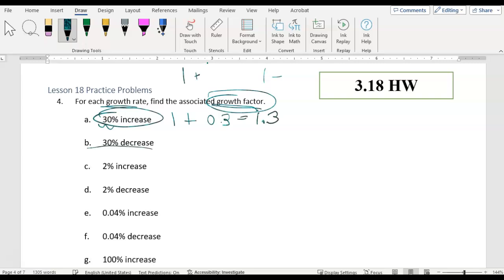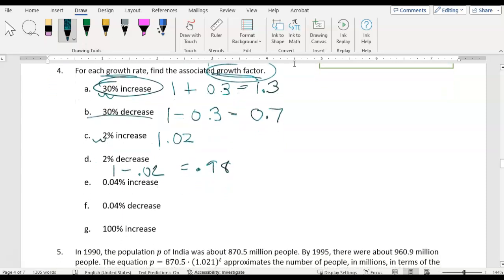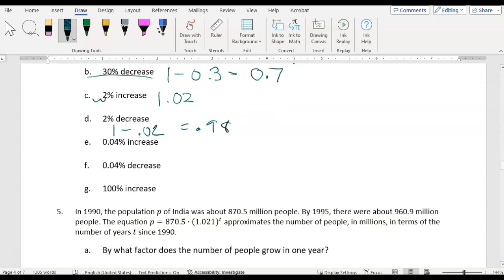30% decrease now, we're doing 1 minus 0.3 because we're looking at what remains, which is 70% or 0.7. Here, a 2% increase. Again, with 2%, be careful, you're going to move that over 2 decimal points. So this would be 1.02. 2% decrease. Now here we're doing 1 minus 0.02. So this would be 0.98, right? 98% is left after a 2% decrease. So this would be your factor.